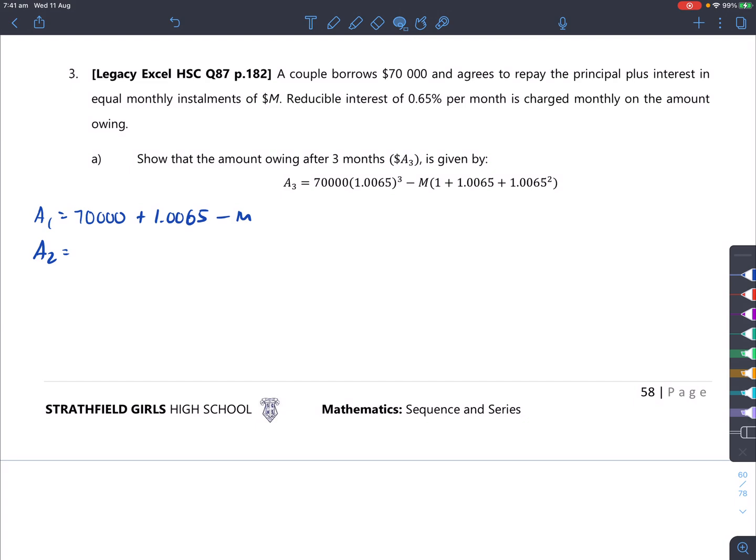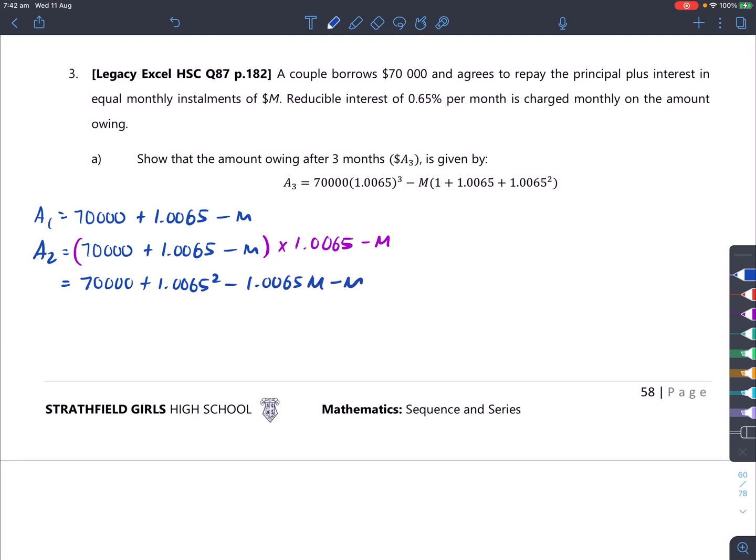A2 will be what was owed at the end of the first month, and then from there the bank would charge again 0.65% interest, and then we minus M. So that would equal 70,000 plus 1.0065 squared minus 1.0065 M minus M.